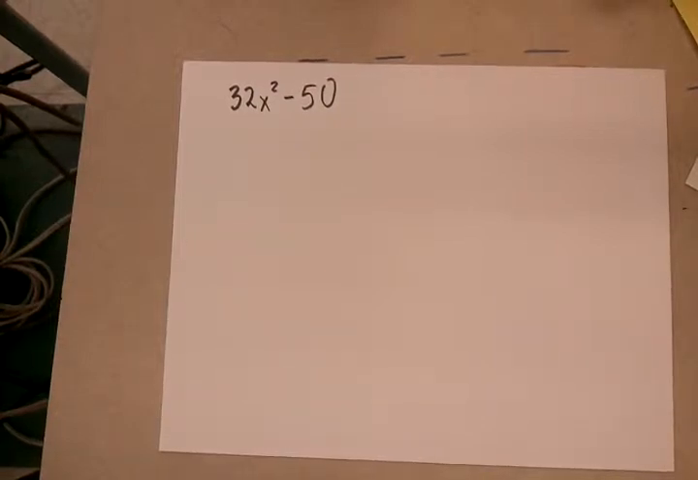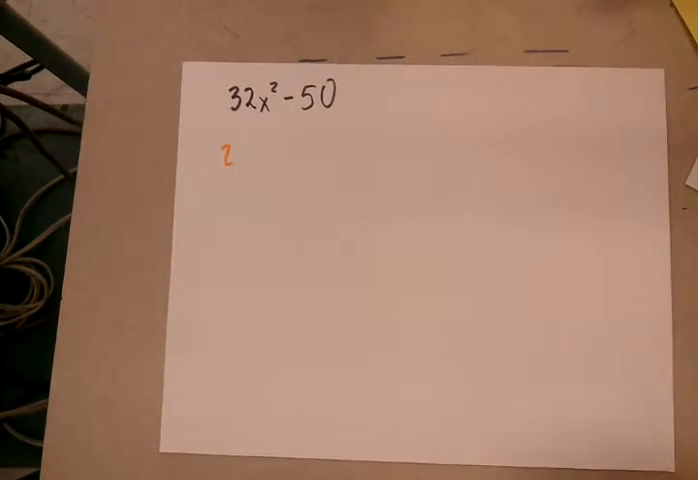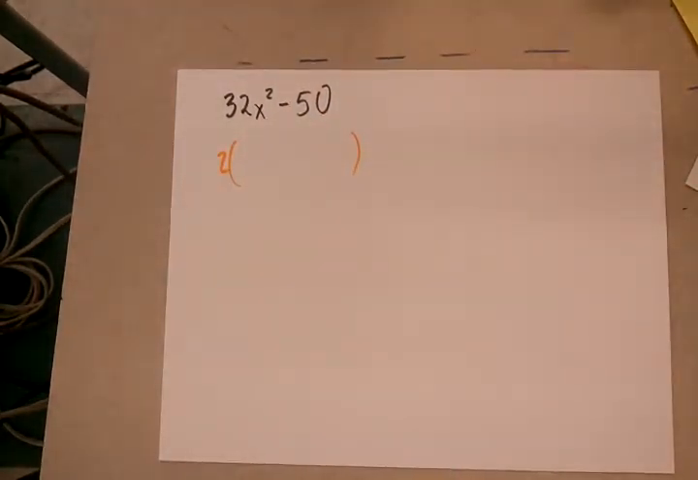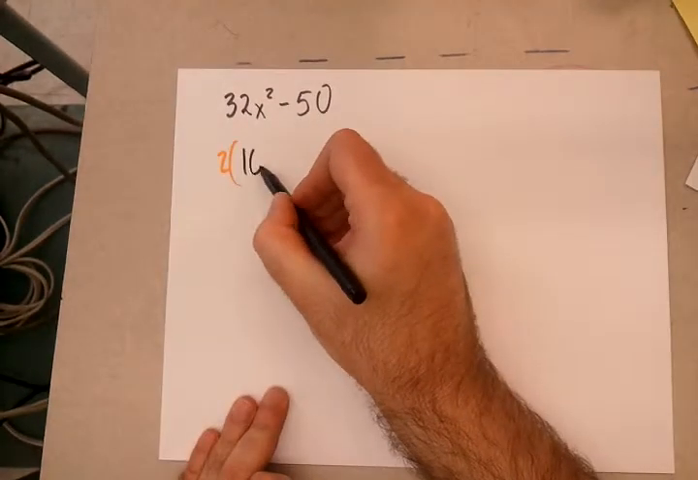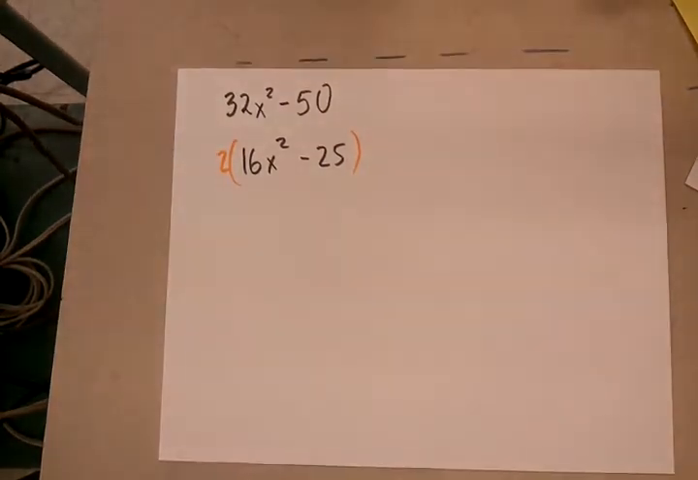When you look at a problem like this and the formulation of the shortcut isn't jumping out at you, always try to factor something out. See if you can factor something out. Well, in this case, they both share a factor in common, and that's 2. You can factor 2 out, can't you? And if you do this, you'll end up with 16x squared minus 25.